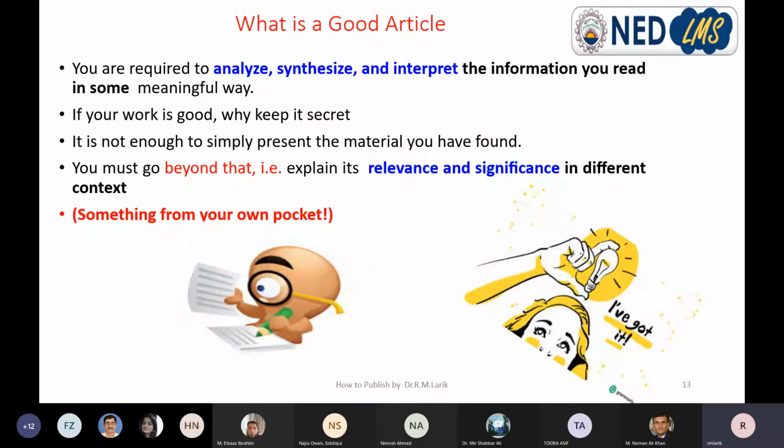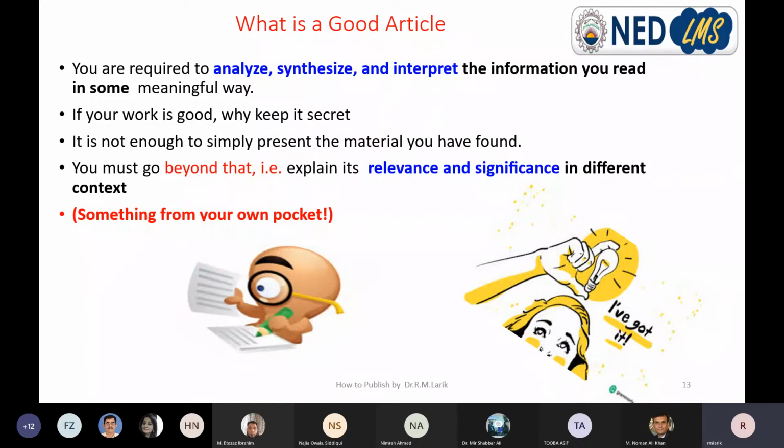So now let's start with what a good article is. You need to have a very good article so that you can have a chance to publish in an impact factor journal, that is an ISI journal. So you have to look very deeply into your work, at what is beyond that. You have to think out of the box, and remember that this is something from your own pocket. The research is your own philosophy, your own thinking. So it must come out from your own pocket.